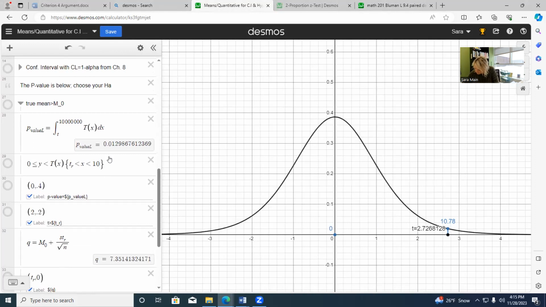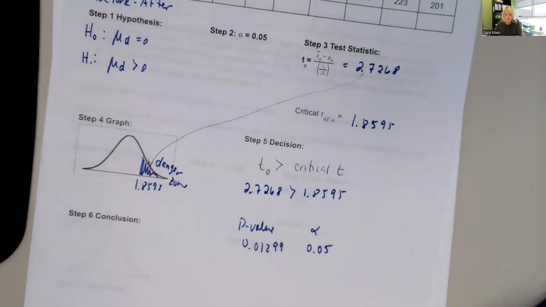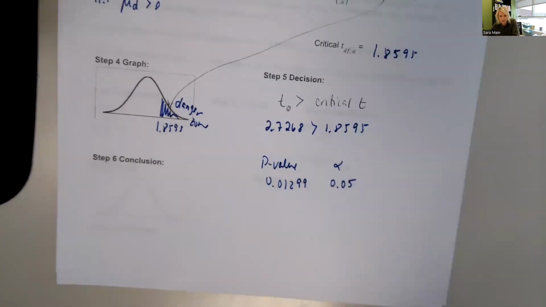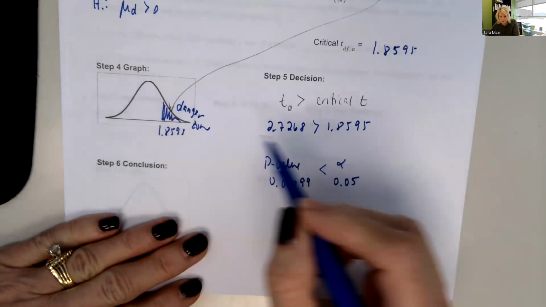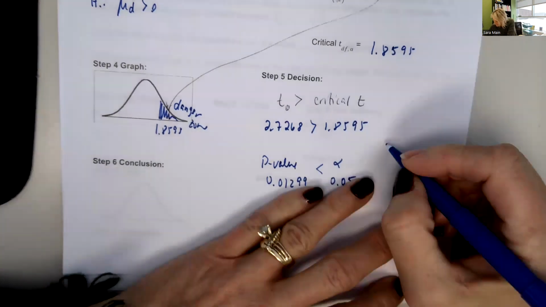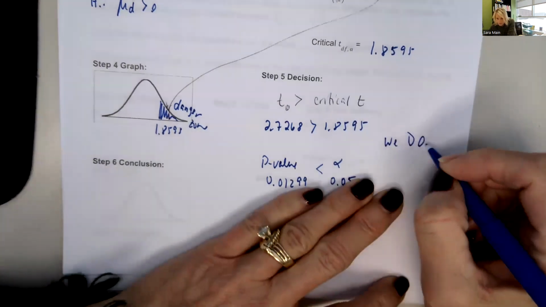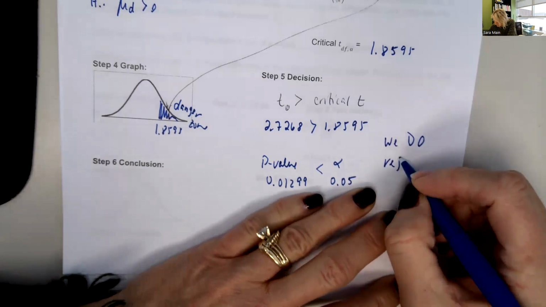the p-value is 0.01299, and the alpha is 0.05. And you can see that our p-value is less than our alpha, and we are in the danger zone. So both ways we do reject H0.